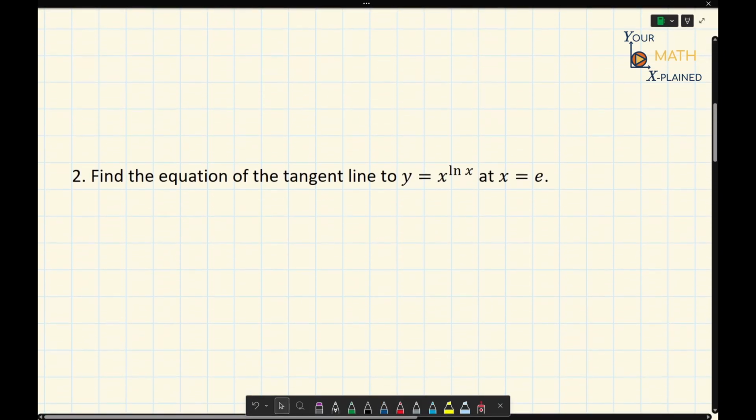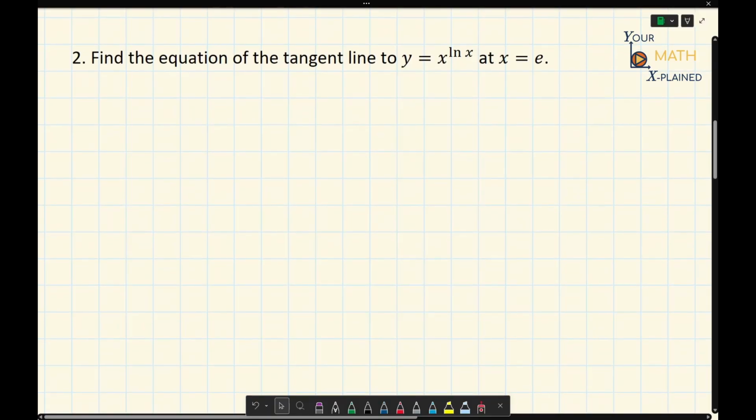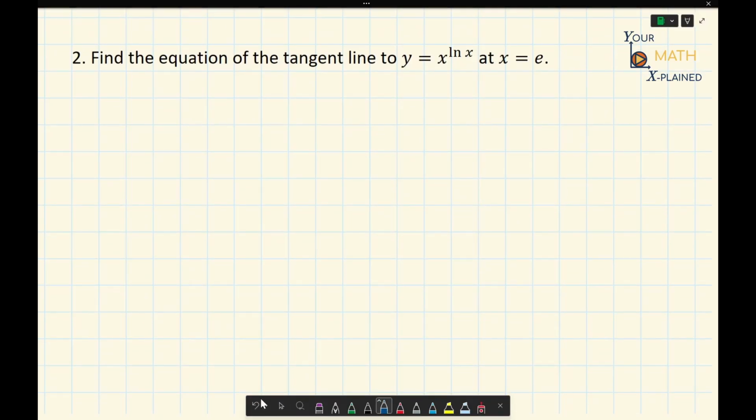Now let's take a look at our next example, which is an AP/IB style problem. Here we want to find the equation of the tangent line to y at x is equal to e. Now a quick note, y here is equal to x to the power of ln of x. So our power here is not just a number, it's in terms of x, which means our power law here doesn't work. So the only way for us to take the derivative here is through logarithmic differentiation, which means we get ln of y is equal to ln of x to the power of ln of x.